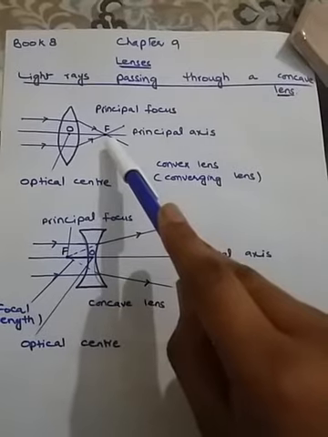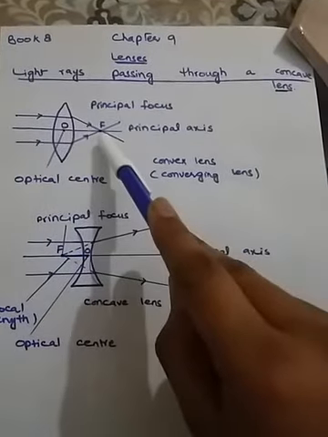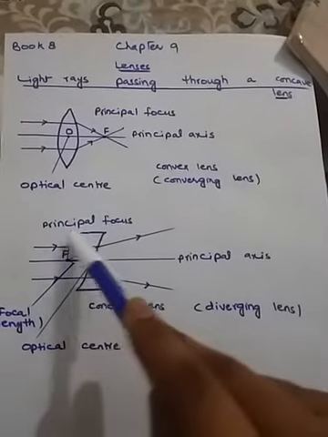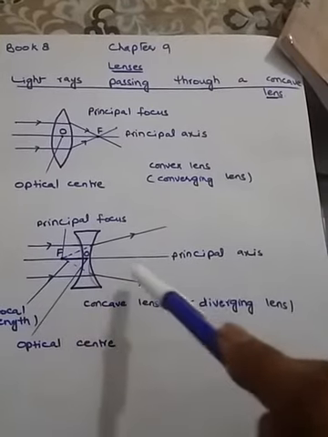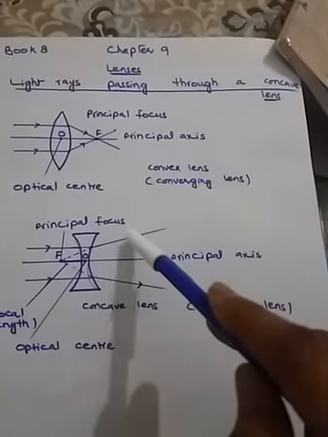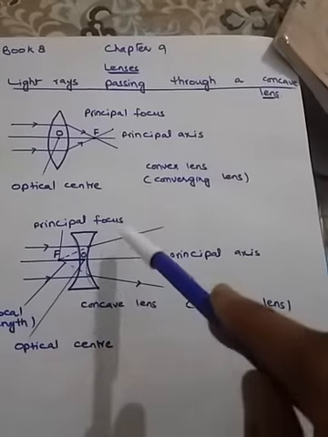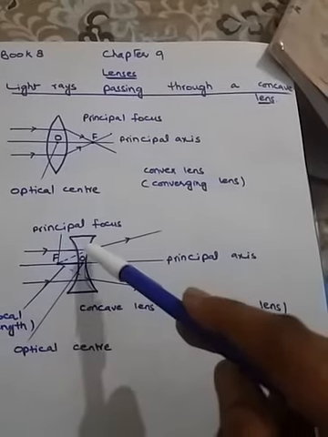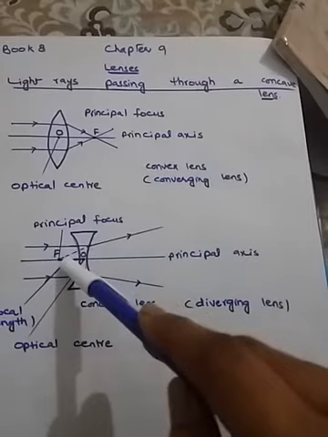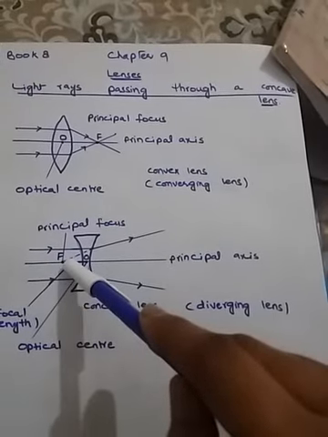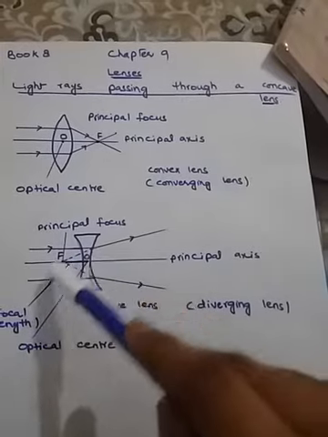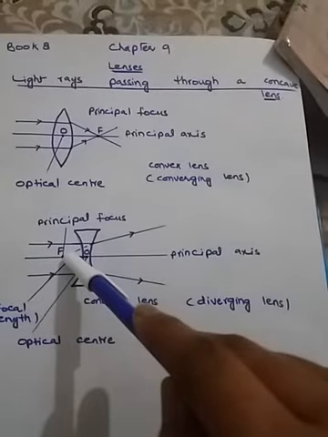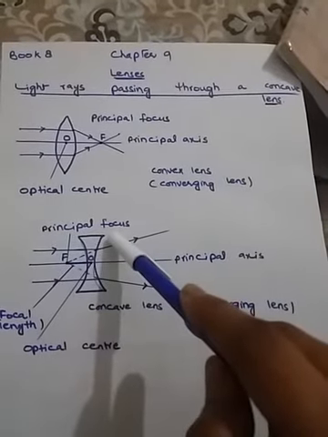Now in convex lens, the light rays after refraction meet at a point and that point is called principal focus, but in concave lens, the light rays after refraction will change their path. After refraction, they will not meet at a point, they will diverge, they will spread, but it seems like they are coming from this point. And this point is called principal focus. Light rays after refraction will diverge, but it seems like they are coming from this point which is called principal focus.